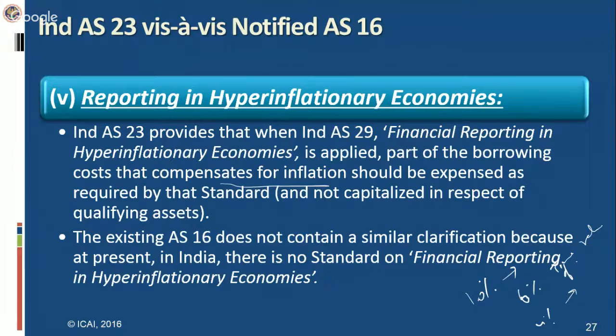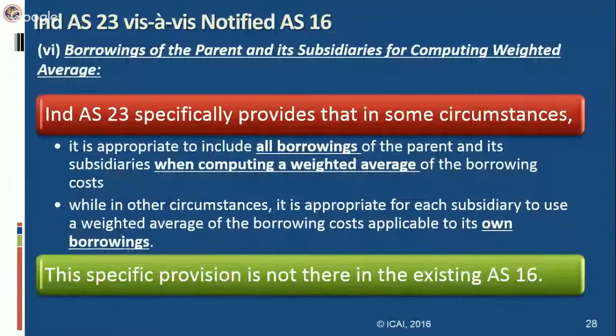However, our existing AS 16 does not contain any such clarification, because in India there is no notified standard on financial reporting in hyperinflationary economies. So the whole amount of 10,000, at a 10% rate of interest on debentures, will be capitalized in respect of a particular qualifying asset as per our existing AS 16. This is a major difference.